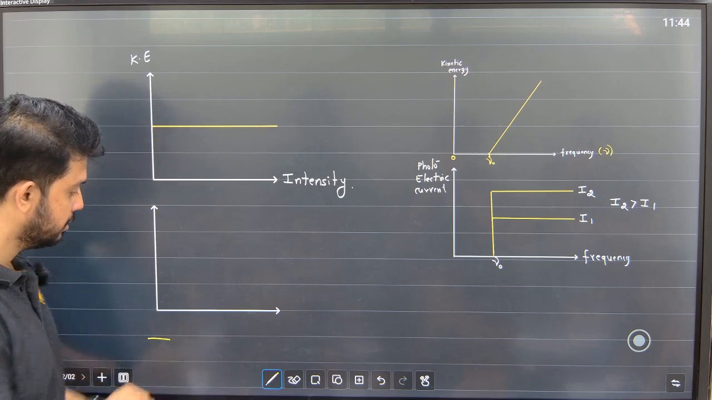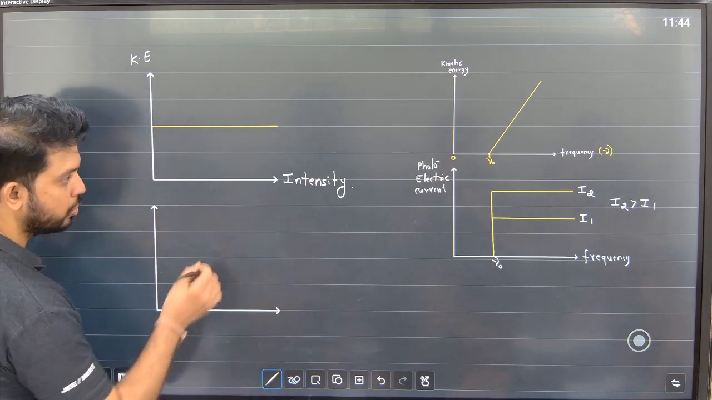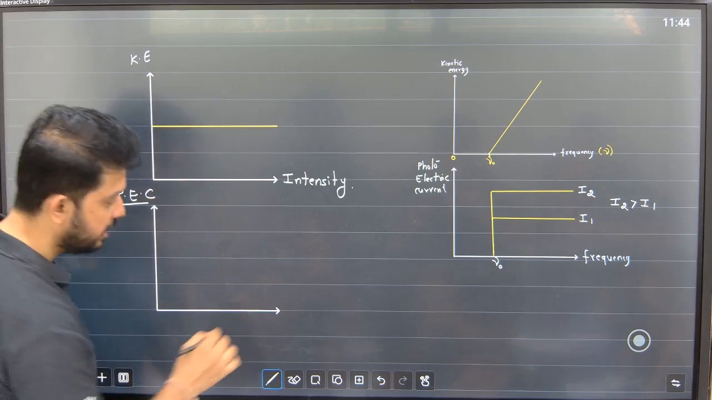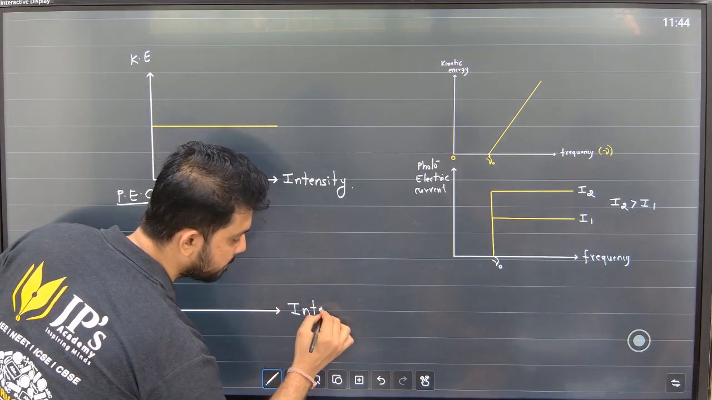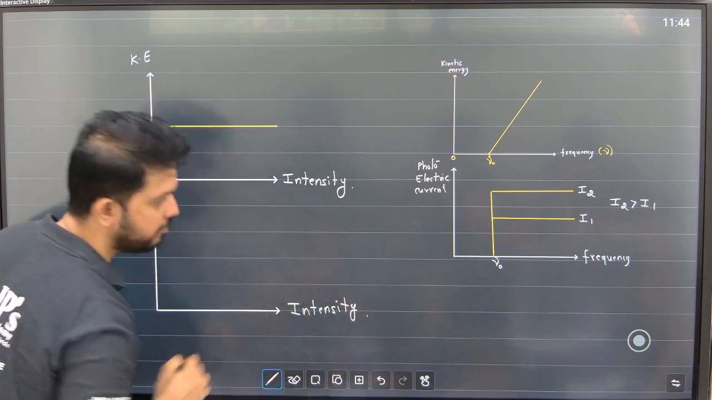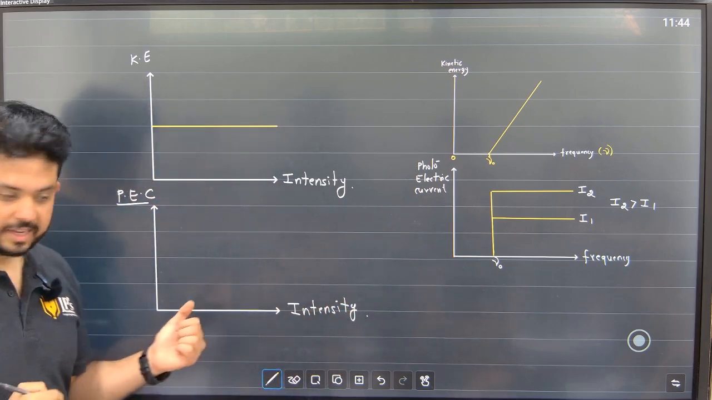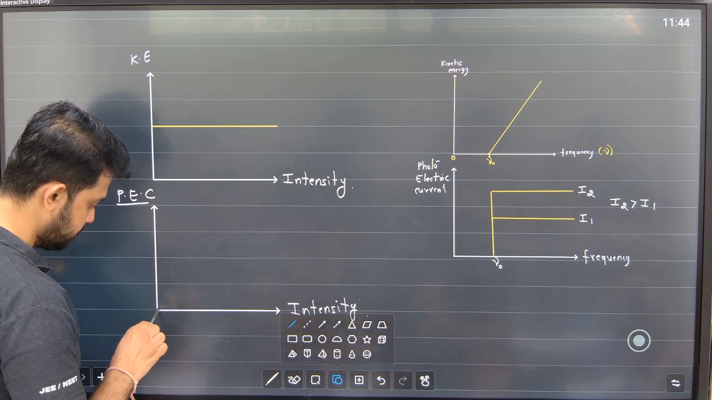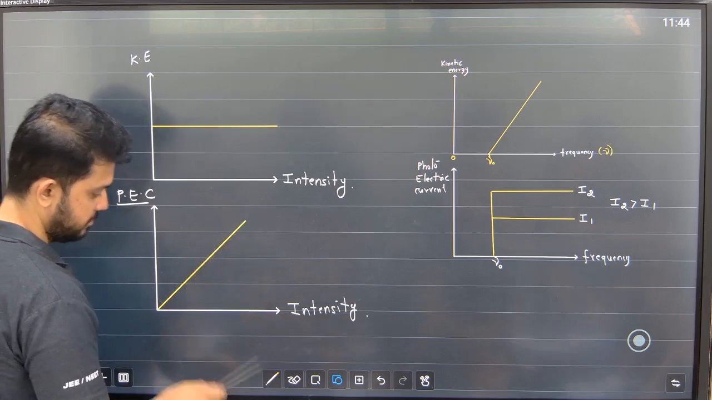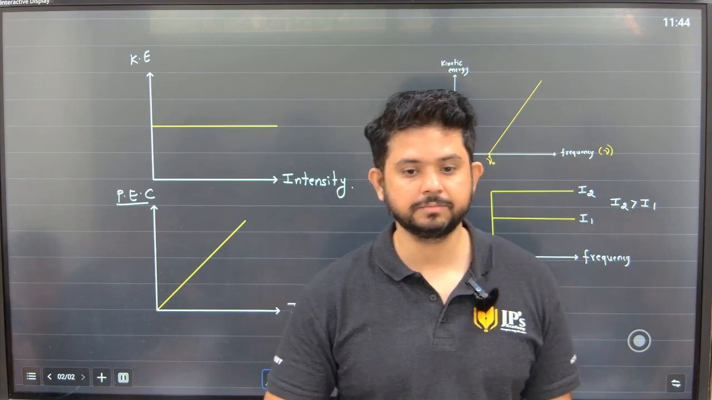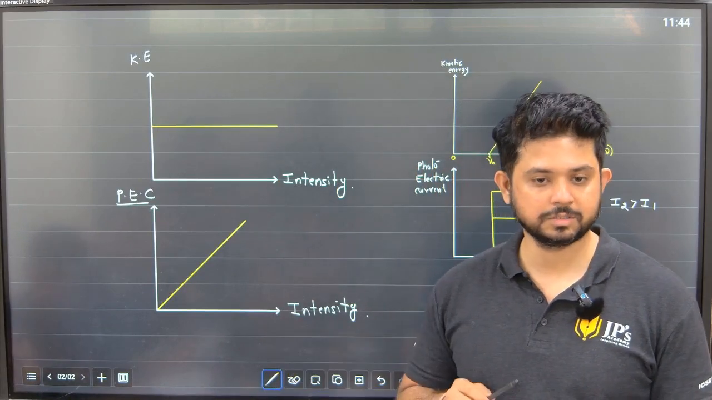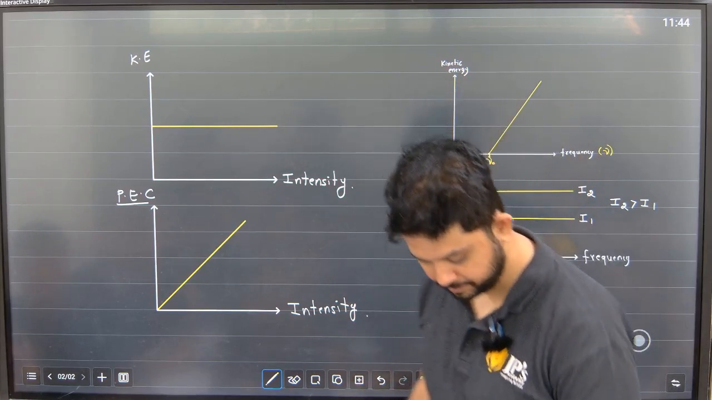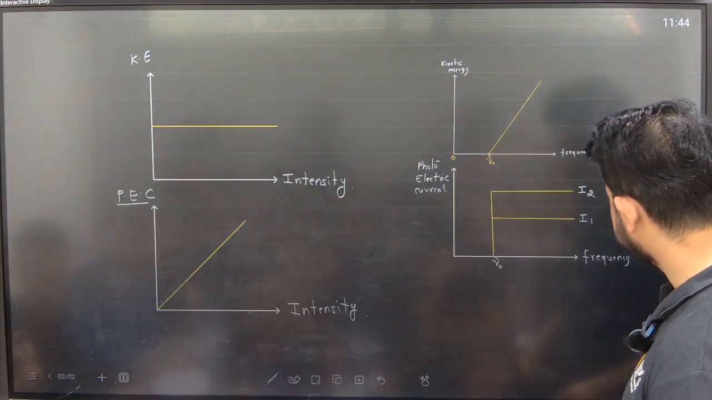But what about photoelectric current? We've reached nu naught. If I increase the intensity, what will happen to photoelectric current? It will increase. Anyone who did not get any of the plots? The second one, you use lights of two different intensities.